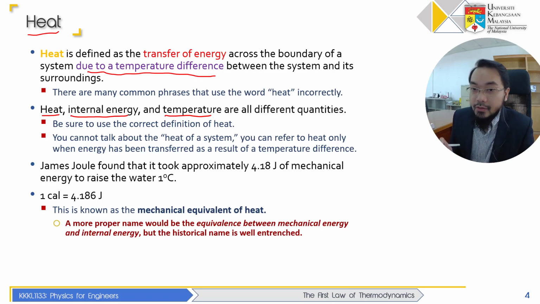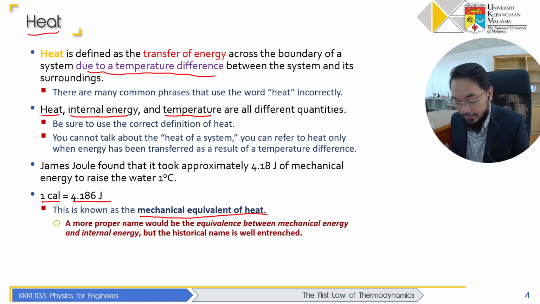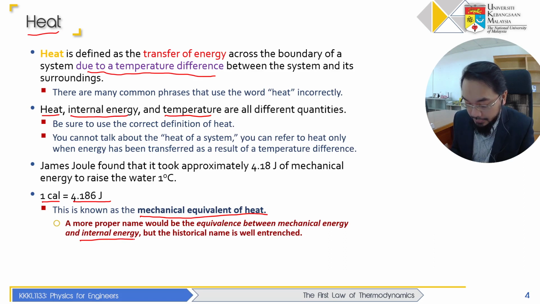James Joule found out that it took approximately 4.18 joule of mechanical energy to raise the water by 1 degree Celsius. So that's how we get the unit of 1 calorie. So 1 calorie is equivalent to 4.186 joule, and it is known as the mechanical equivalent of heat. A more proper name would be the equivalence between mechanical energy and internal energy, but the historical name is well entrenched. So actually we are relating mechanical energy with internal energy.